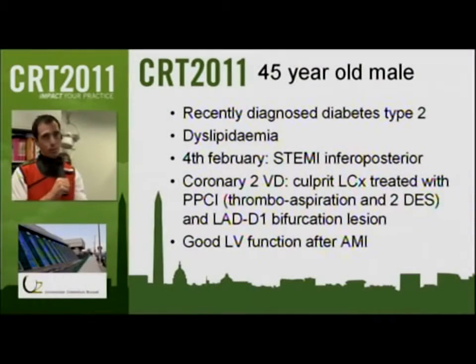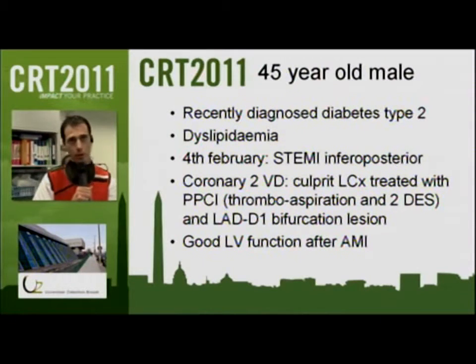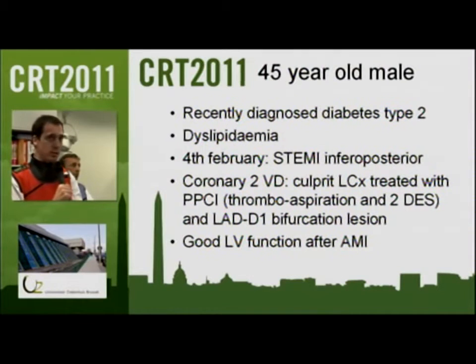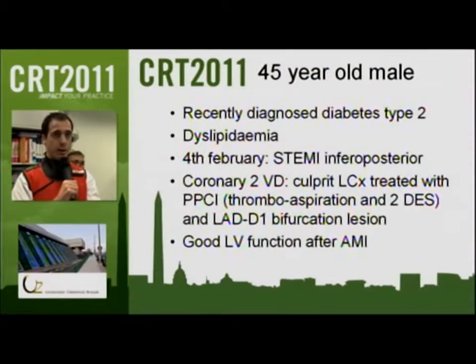So we have a 45-year-old male with recent diagnosis of diabetes, and in the previous history we noticed dyslipidemia. Recently he was admitted in our hospital because of an infraposterior ST elevation myocardial infarction. Angiography revealed a two-vessel disease with a culprit lesion of the left circumflex. It was treated with primary PCI, being thrombus aspiration and implantation of 2 drug-eluting stents. And there was an LAD diagonal bifurcation lesion we will be treating now.